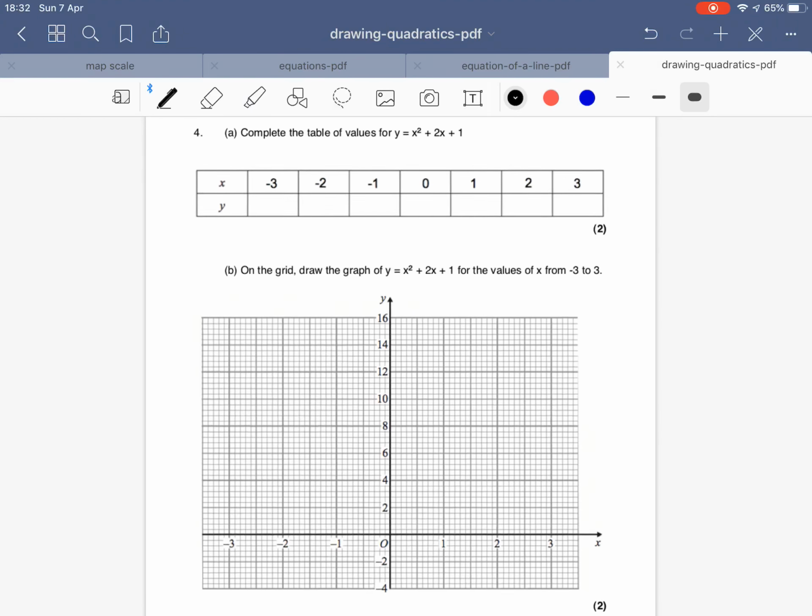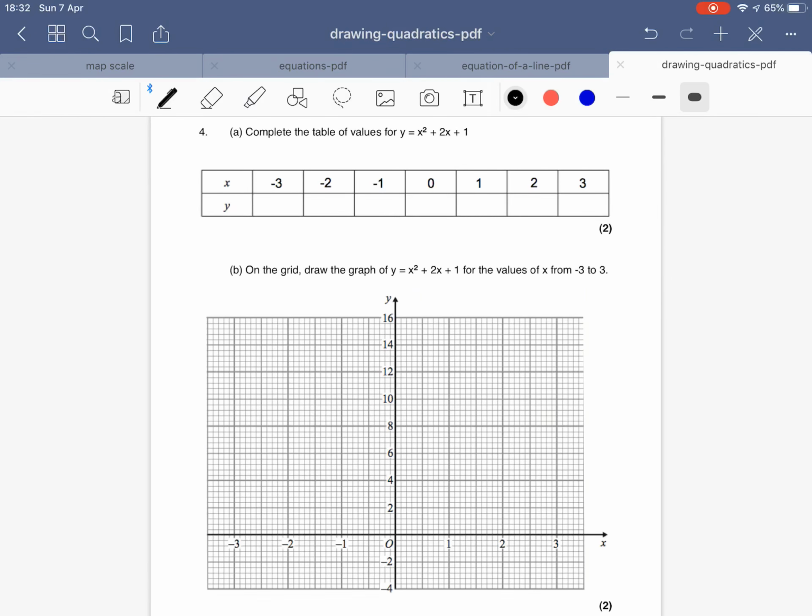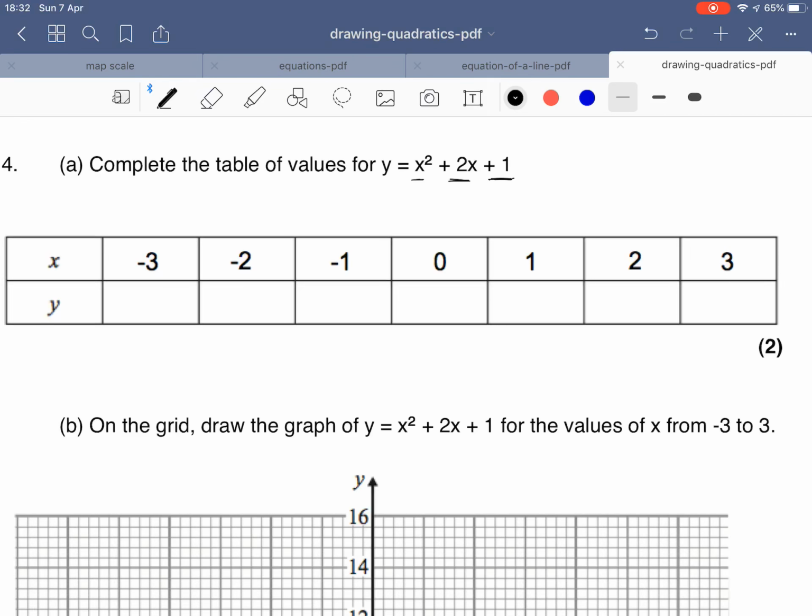Okay, let's have another go. So, again, oh my gosh, they've given us no points for this one. Oh dear, this could be anywhere. Right, we're going to have to do this quite slowly now. Right, we've got x squared plus 2x plus 1. So we've got to do minus 3 squared, sorry. So we've got minus 3 squared plus 2 lots of minus 3. And then we're going to add 1.